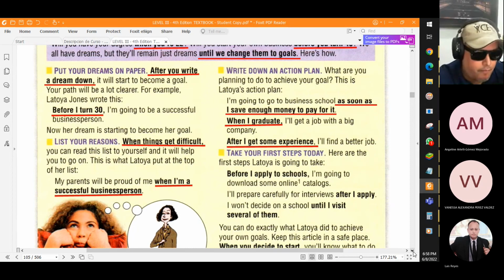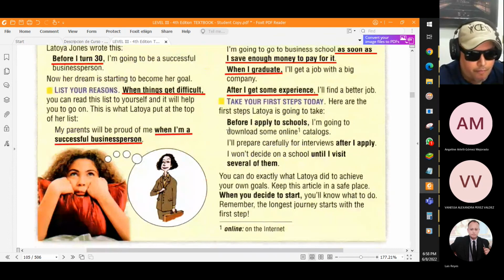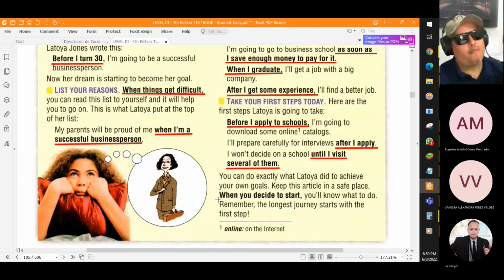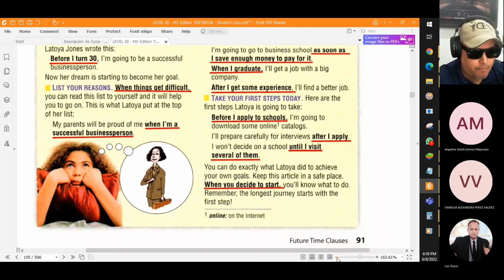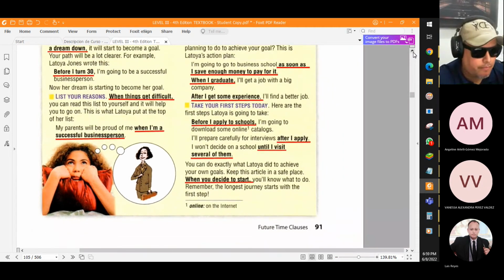Take your first steps today. Here are the first steps LaToya is going to take. Before I apply to schools, I'm going to download some online catalogs. I'll prepare carefully for interviews after I apply. I won't decide on a school until I visit several of them. You can do exactly what LaToya did to achieve your own goals. Keep this article in a safe place. When you decide to start, you'll know what to do. Remember, the longest journey starts with the first step.